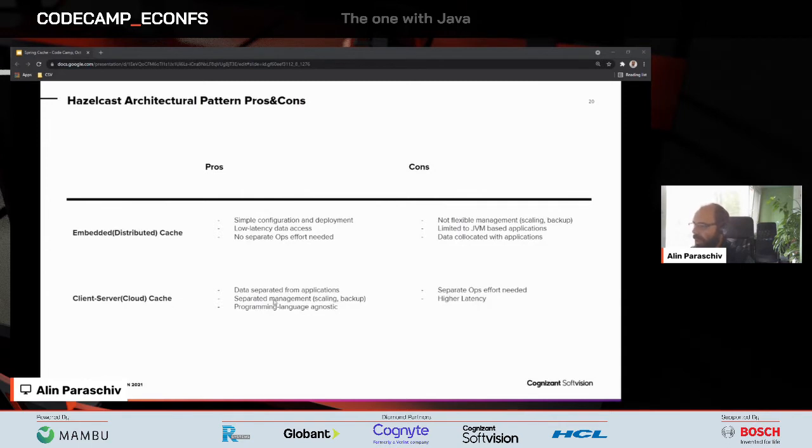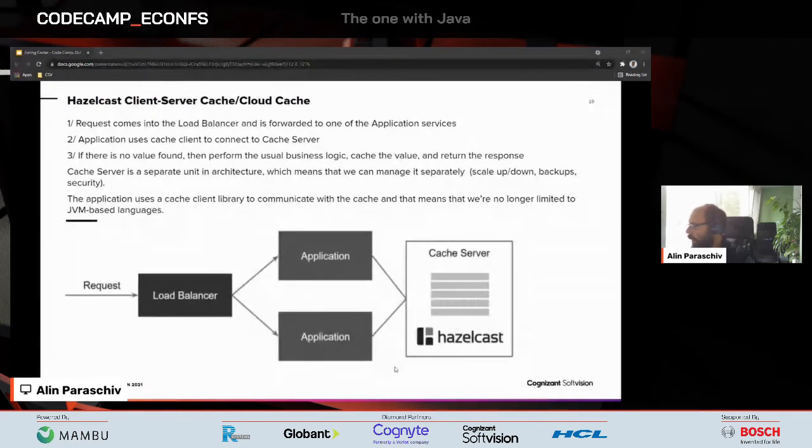As for the client-server option, we have as an advantage data separated from the application, and separate management for scaling and backup. Also, as I was saying, it's programming language agnostic. As a con, separate ops will be needed, and it might have higher latency. That depends on the network connection that you have between your application and the cache server.